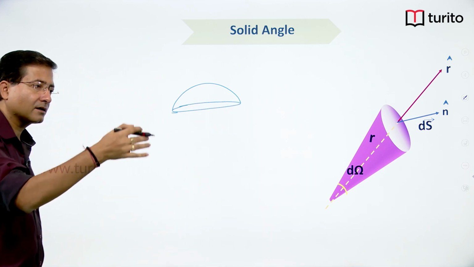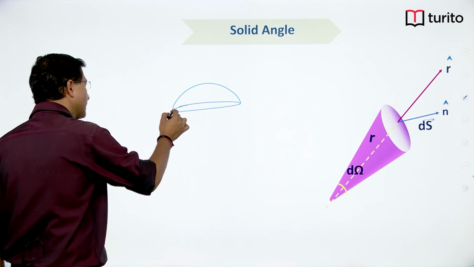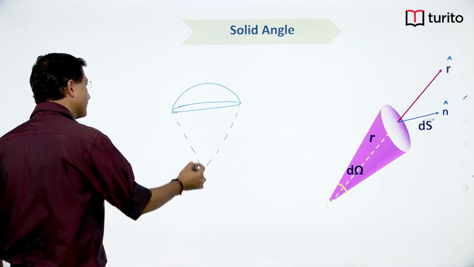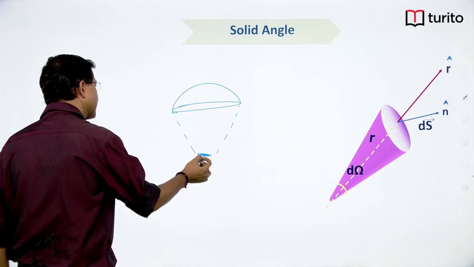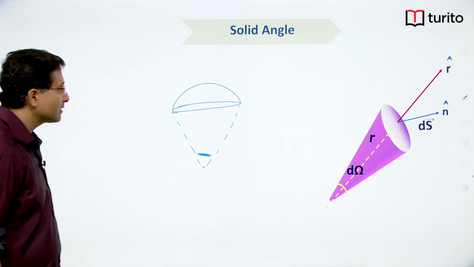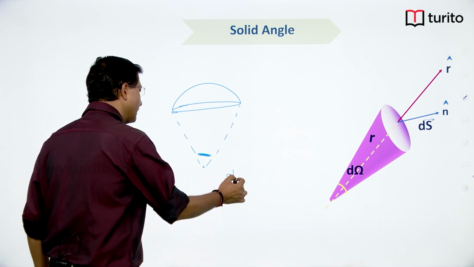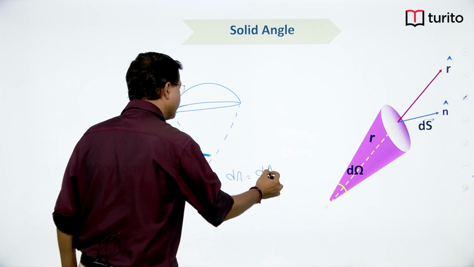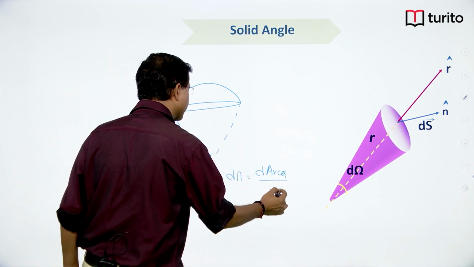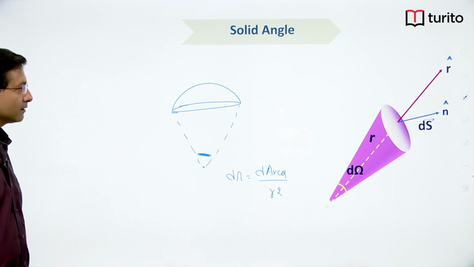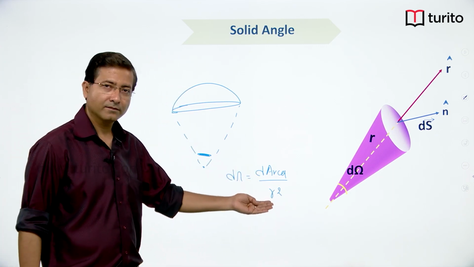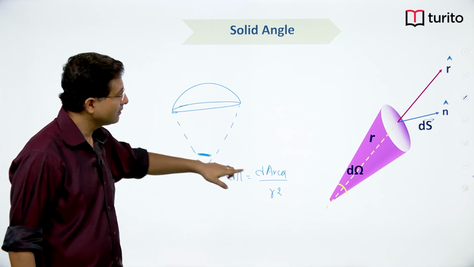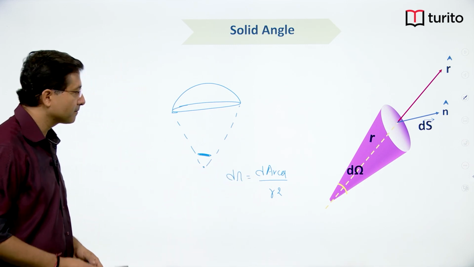So if I take a surface and I join all these contours to the center, this angle, look at this angle, this is called solid angle, and it is defined as the area of the surface divided by r square, right. So area divided by r square will give you solid angle. In this situation, every element is at the same distance.